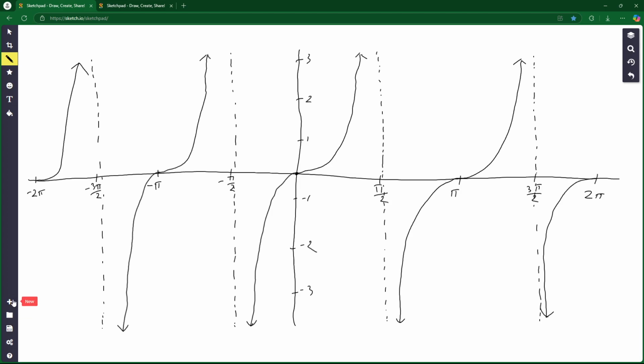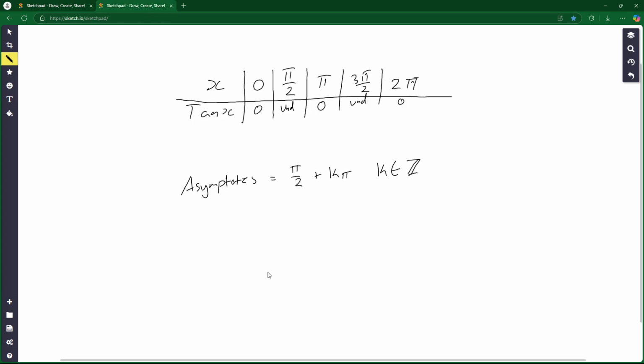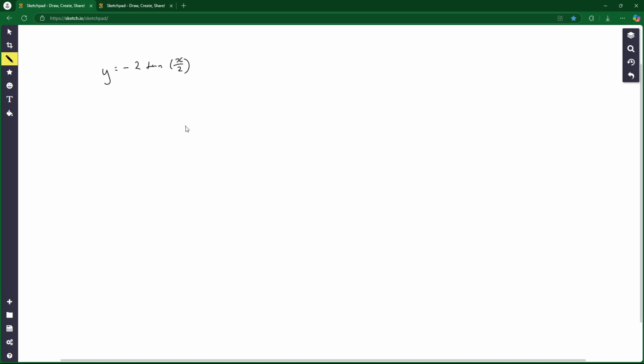Now I'm going to go ahead and create a new graph using transformations. We will do y is equal to negative 2 tangent x over 2. And by the way, that last graph was just y is equal to tangent x. So negative 2 tangent x over 2.